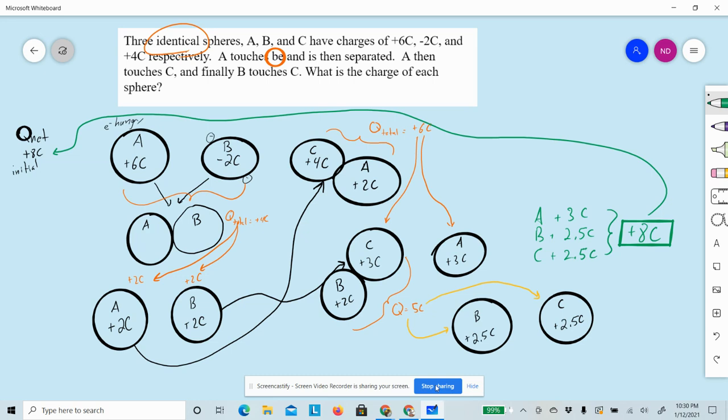Again, the final results here. What is the charge on each sphere? A is going to have a positive 3 coulombs of charge. B will have positive 2.5 coulombs. C will have positive 2.5 coulombs.